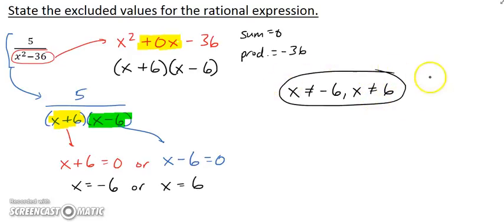Now this isn't all of this learning target, but it's an important part of it. What we're going to work on in the next video is actually simplifying some of these expressions.